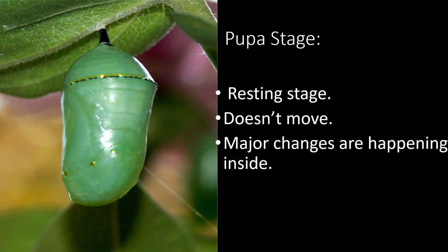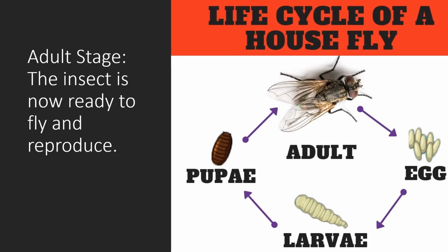Now, the third stage is the pupa stage. It's called the resting stage because there's no movement done here by the insect, but major changes are happening inside. The fourth and last stage is an adult. Now the insect is ready to fly, if it can fly, and to reproduce. So adult insects are ready to fly and reproduce. This is an example of the housefly that grows by a complete metamorphosis.